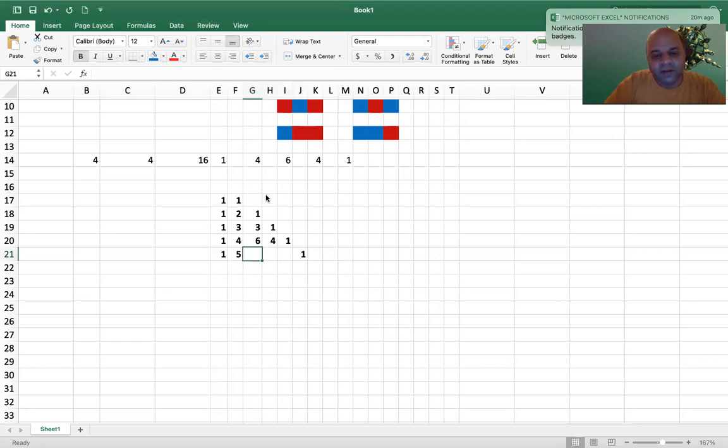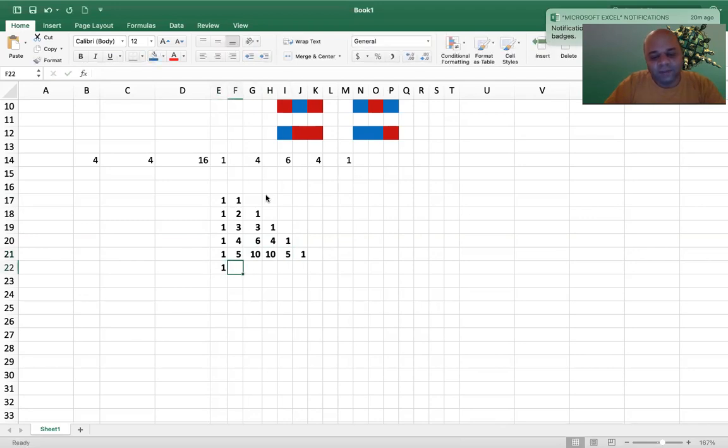So now what will be this value? Now you know the pattern. 10. This one will be 10. Correct. And this will be 5. Now if you go to the next row, this will be 1.